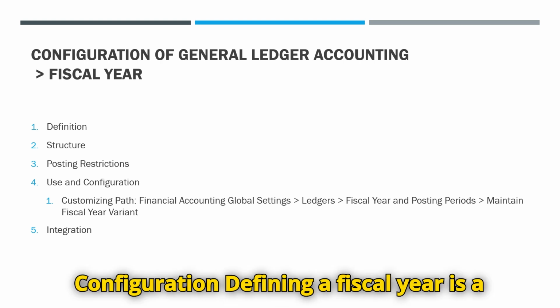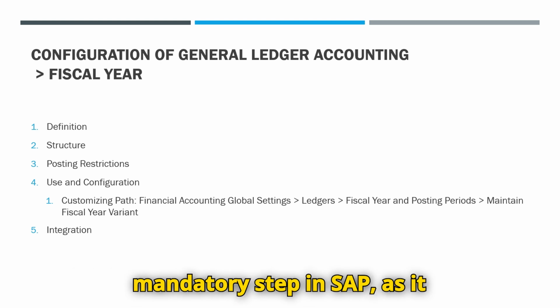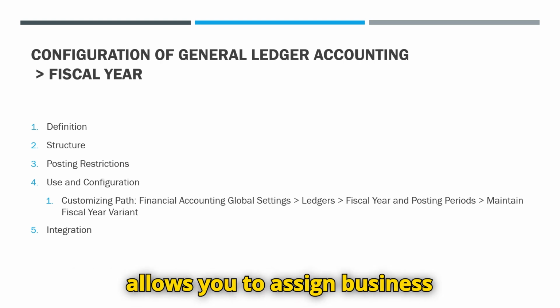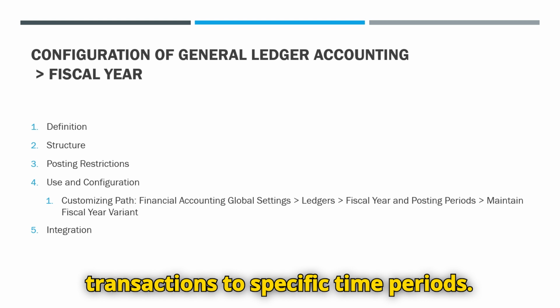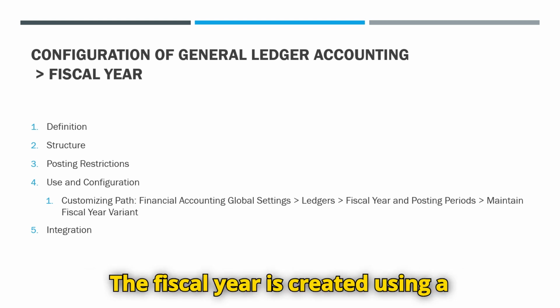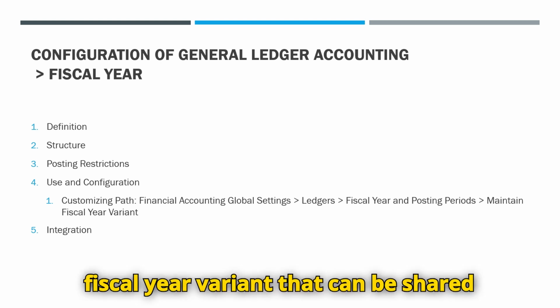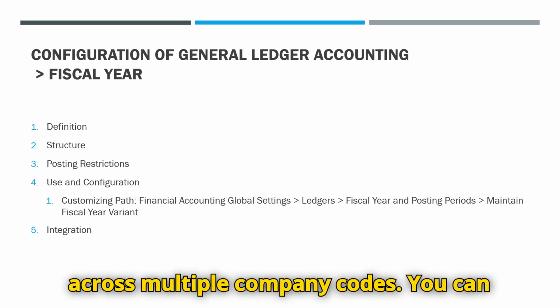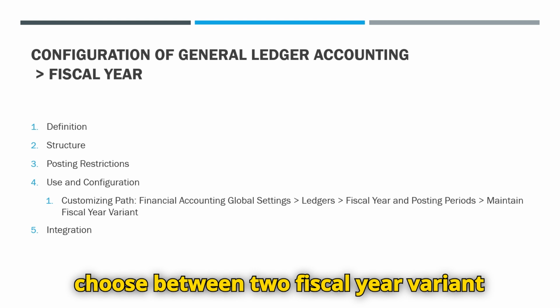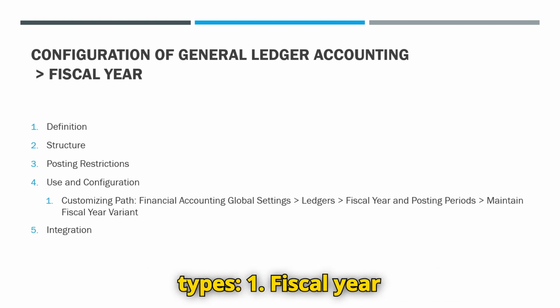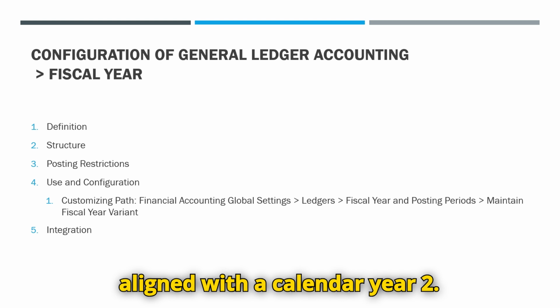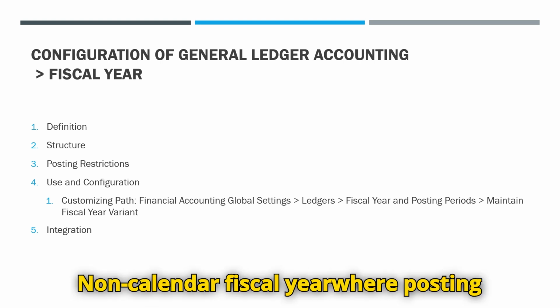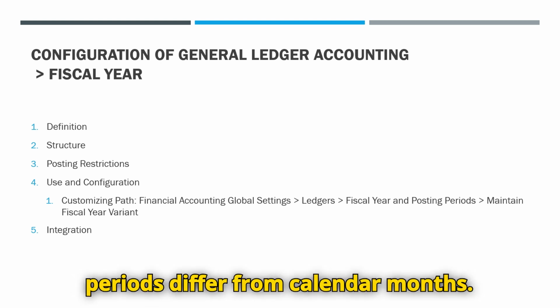Use and configuration. Defining a fiscal year is a mandatory step in SAP, as it allows you to assign business transactions to specific time periods. The fiscal year is created using a fiscal year variant that can be shared across multiple company codes. You can choose between 2 fiscal year variant types. 1. Fiscal year aligned with the calendar year. 2. Non-calendar fiscal year, where posting periods differ from calendar months.